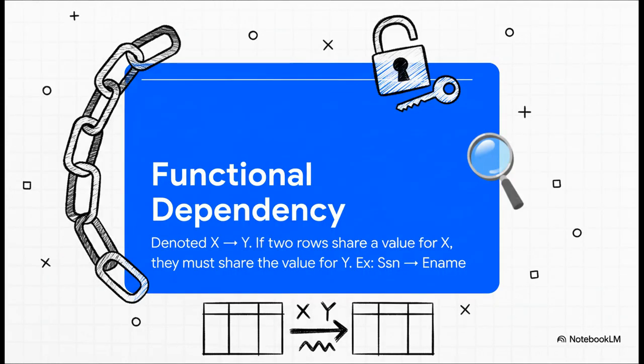We need a formal rule, an unbreakable rule. And that rule is called a functional dependency. It's basically a constraint that says if you know the value of X, then the value of Y is absolutely fixed. So in the example here, an employee's social security number functionally determines their name. For any given social security number, there can only be one employee name. It's a simple rule that just enforces consistency.